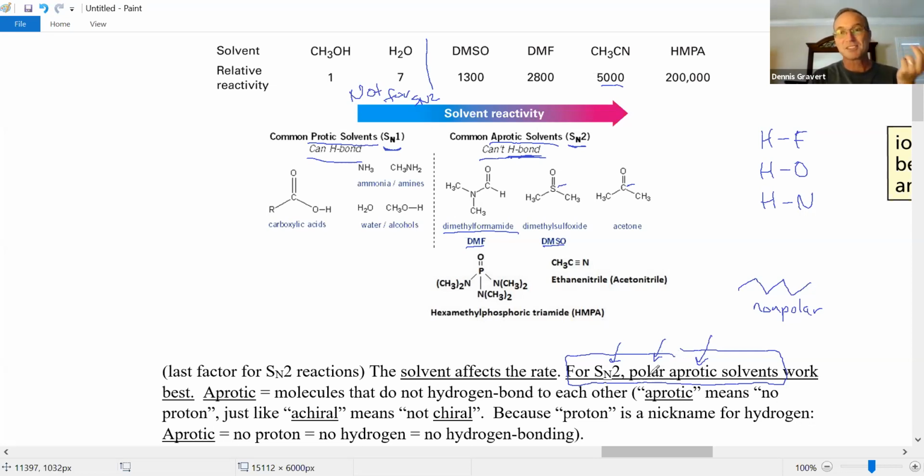And it can't be just any polar solvent, because water doesn't work. The alcohol groups don't work. Carboxylic acid groups don't work in your solvent. No, you have to have solvents that don't hydrogen bond, and the term for that is aprotic. Cool.